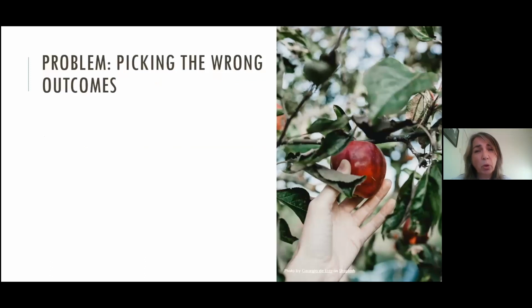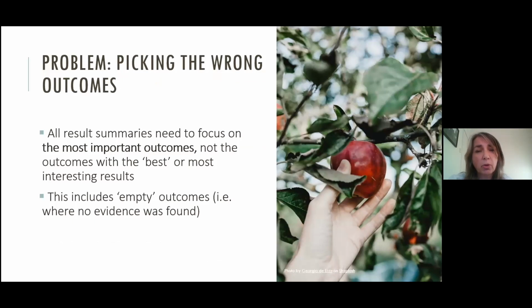So a very typical problem still is picking the wrong outcomes. All result summaries, whether they're plain language summaries or any other summary, need to focus on the most important outcomes, not the outcomes with the best or the most interesting results. And this includes empty outcomes, so outcomes where you found no evidence. If you've decided in your review that pain is your primary outcome, you need to present pain even if you found nothing. You simply need to say, we found nothing. You can't simply move on to the ones which are less important but have more interesting results. And this can't be said often enough, and this still happens.